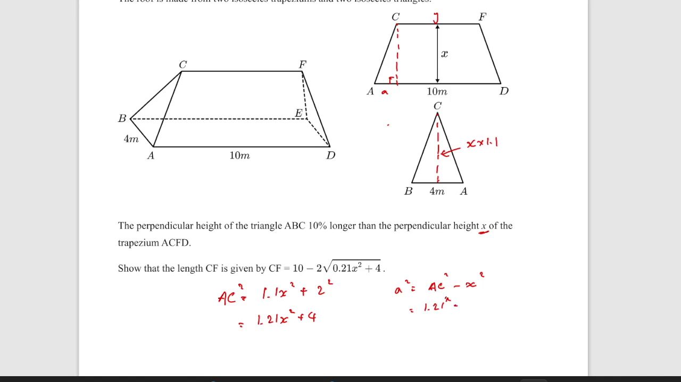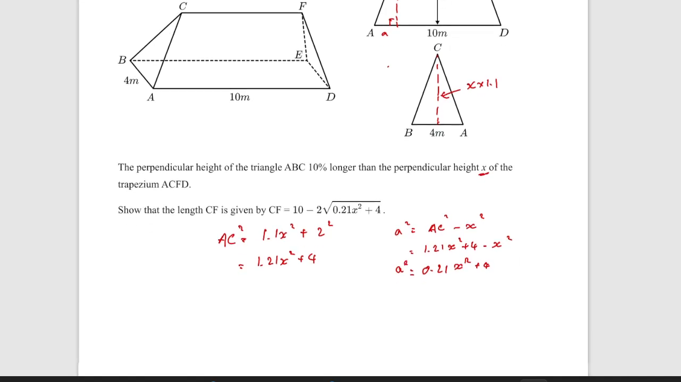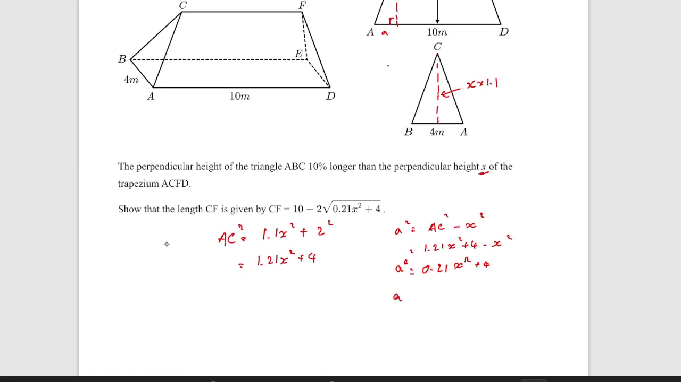So that's going to be equal to AC squared, which we've just worked out, 1.21 x squared plus 4, minus x squared. I've kind of misspoken there. So that's going to be equal to 0.21 x squared plus 4. So that's a squared. So if we square root that, a is going to be equal to the square root of 0.21 x squared plus 4.